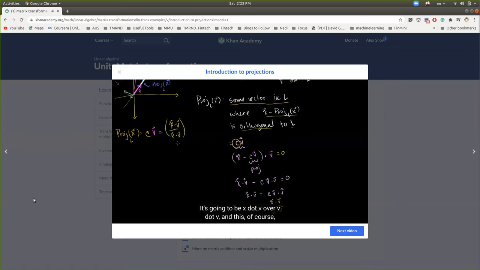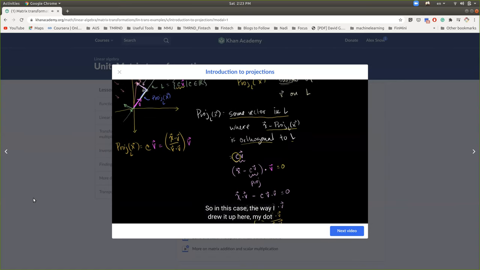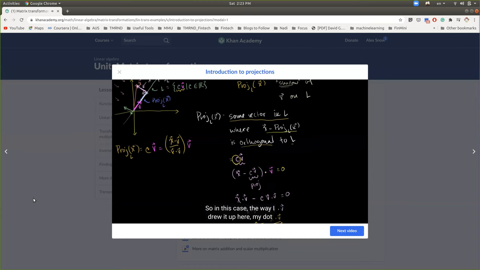And this, of course, is just going to be a number, right? This is a scalar still. Even though we have all these vectors here, when you take their dot products, you just end up with a number. And you multiply that number times V. You just scale V, and you get your projection. So in this case, the way I drew it up here, my dot product should end up with some scaling factor that's maybe close to 2, so that if I start with a V and I scale it up by 2, I'd get a projection that looks something like that.